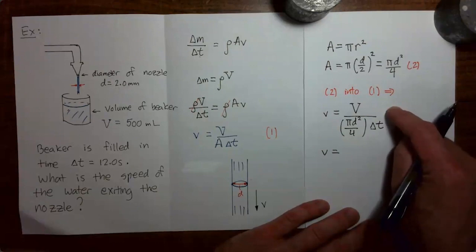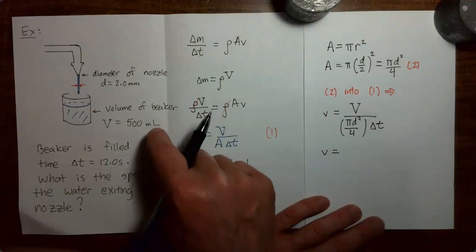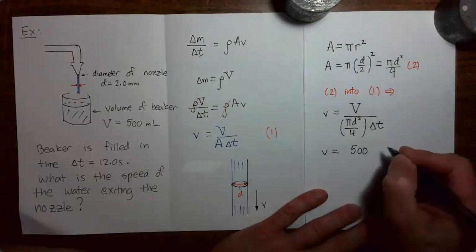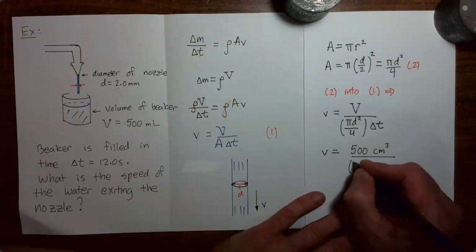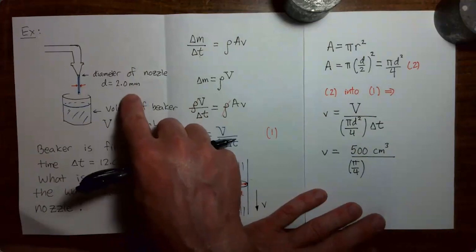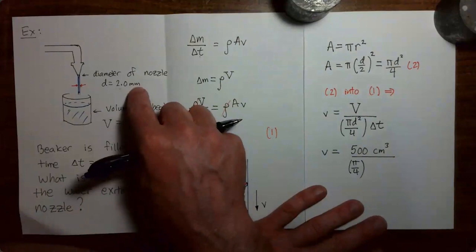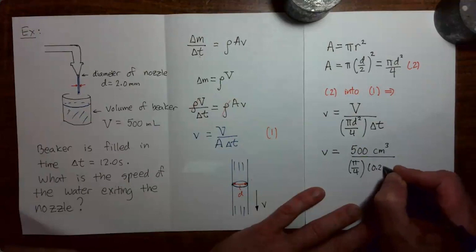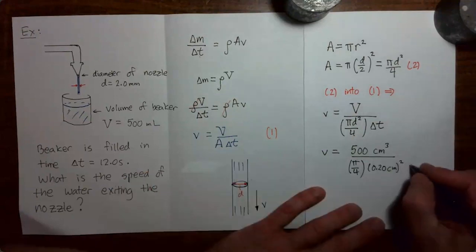Now let's make the substitutions. So the volume is 500 milliliters. A milliliter is a cubic centimeter, so I'm going to put the volume in as 500 cubic centimeters. In the denominator, I have that pi over 4. Diameter is 2 millimeters. Since we already have something here in terms of centimeters, let's convert that diameter to centimeters. 2 millimeters would be 0.20 centimeters, and that gets squared. Then we have time, 12 seconds.